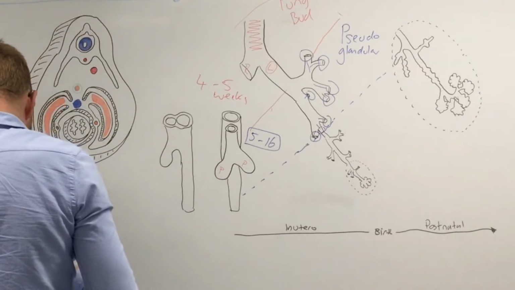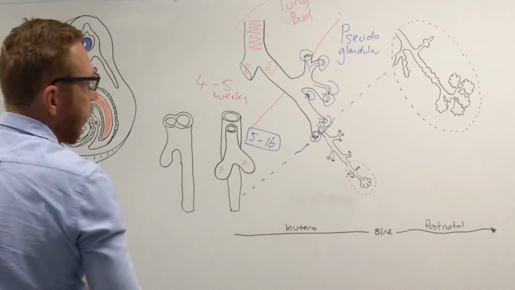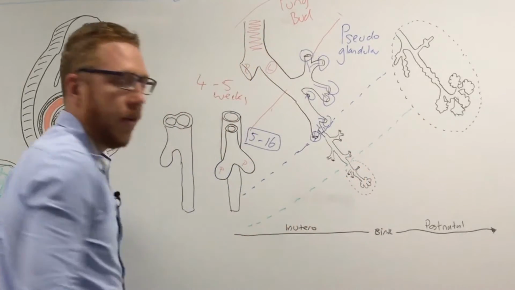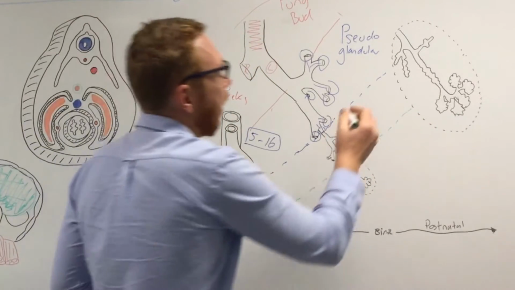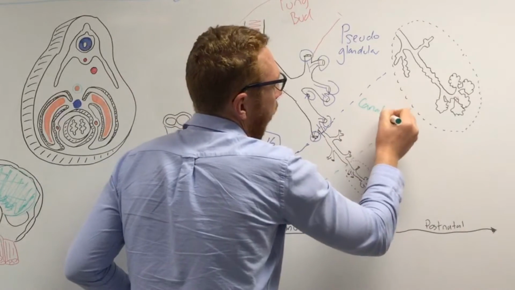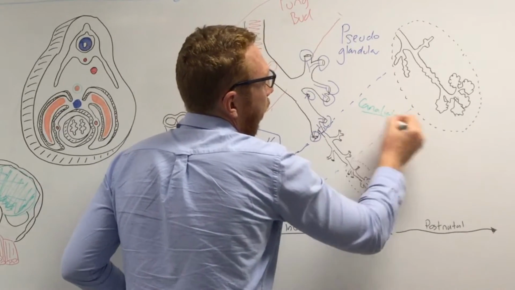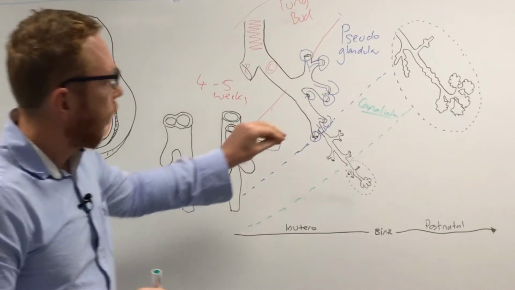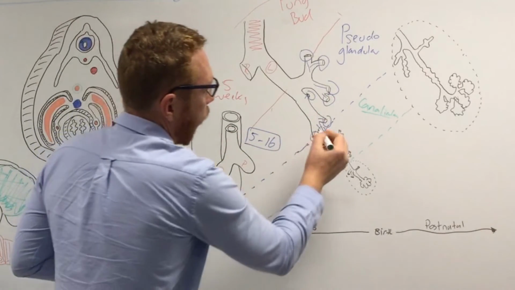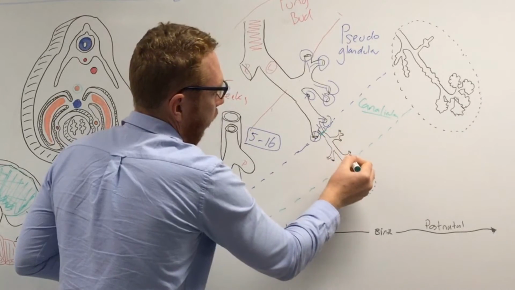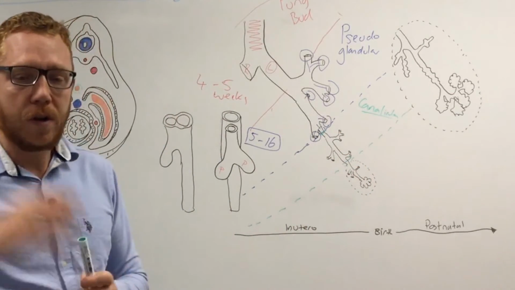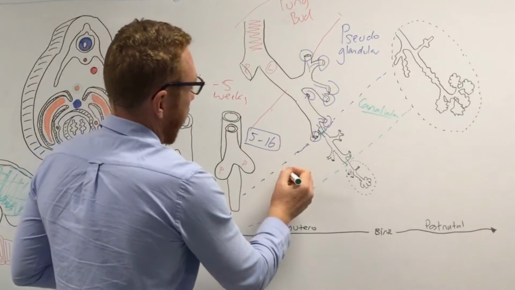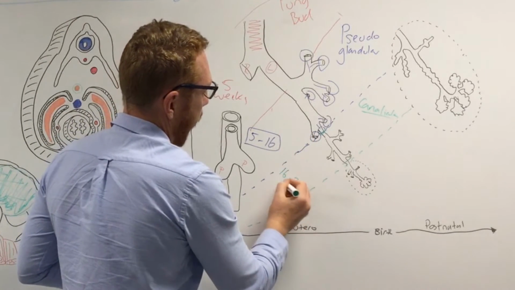So now moving to the next phase, and this is going to go through to here like so. And this is called the canalicular phase. Now this phase is essentially going to further divide the bronchi, but it's going to be into the terminal bronchi. And so this is really occurring between the 16 to 26 weeks.